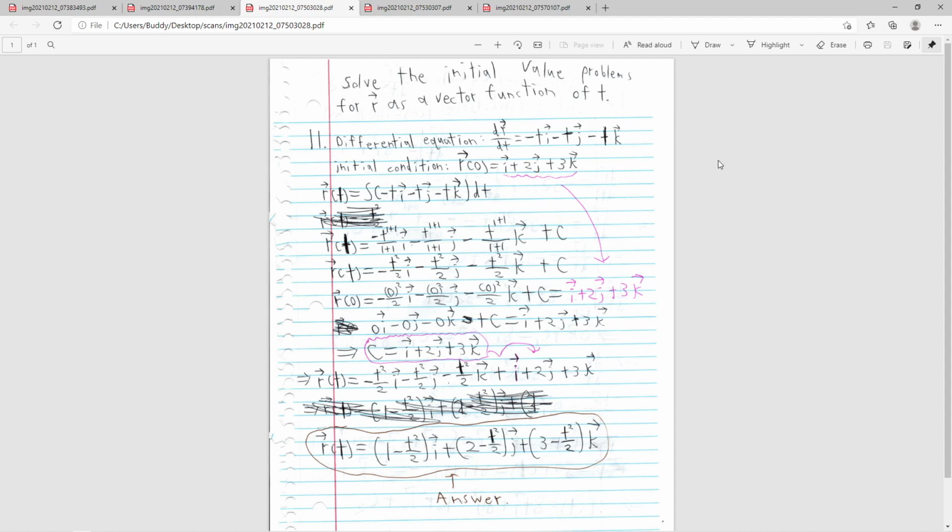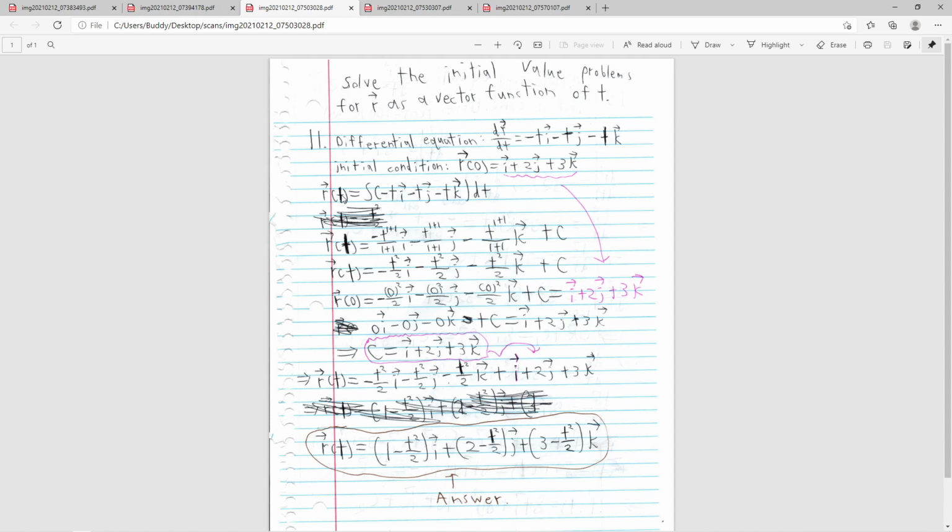Now it's time for the funner part, the better part. The initial value problem for r as a vector function of t. So you have the differential equation, and you have the initial condition. This is one of two problem types. There are courses on differential equations that focus a lot more on initial value problems, at least to some extent, and integration is very important for these.